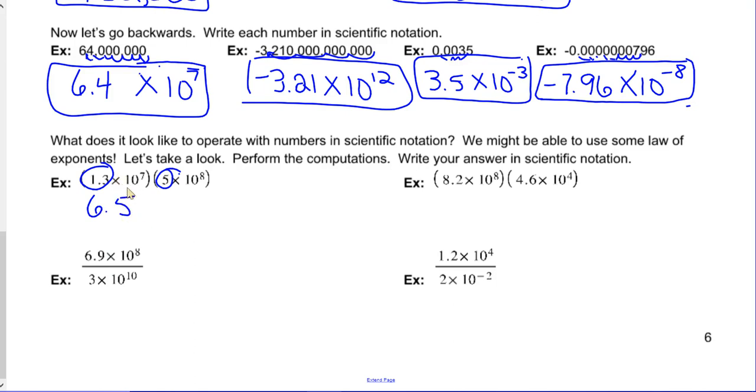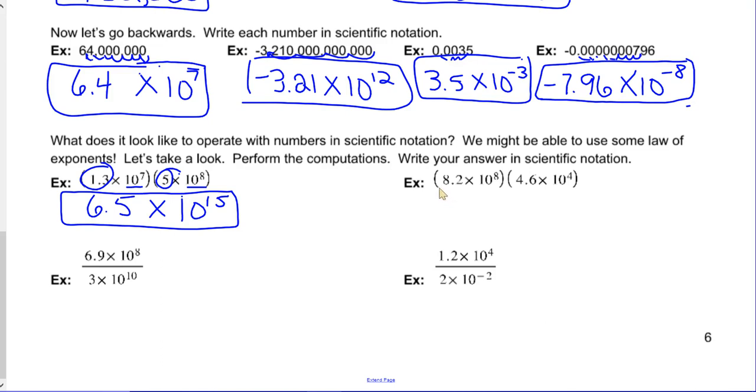So now when I go to combine my powers of 10, I have 7 tens there, 8 tens there. This is one of those first law of exponents where I add those exponents and get a 15. Now, we knew 6.5 was between 1 and 10. I've combined it all into 110 here, and we should be good.